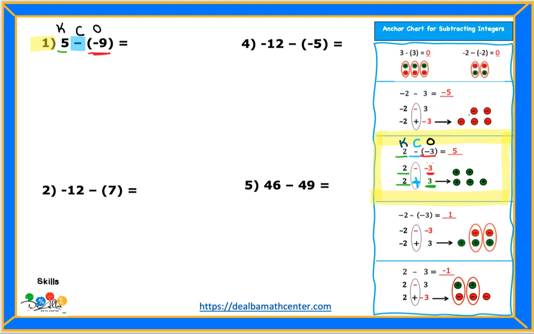Like that. So the first number stays the same, in this case positive 5. The subtraction is going to change into addition. And the second integer is going to change to its opposite. What is the opposite of negative 9? Totally correct. Positive 9. That's how we subtract integers.